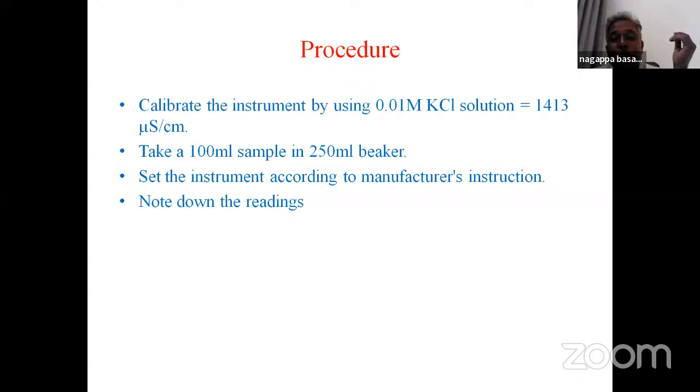Then you take 100 ml samples and measure them completely as per the procedure, following the IS code. It is simple. Note down the reading. It is a simple meter, not a complicated one. The only thing is to ensure that your meter gives 1413 microsiemens conductivity for 0.01 molar KCl. This is the standard one. To check whether the instrument is working or not, we also use 0.01 molar KCl. Please use the certified one.